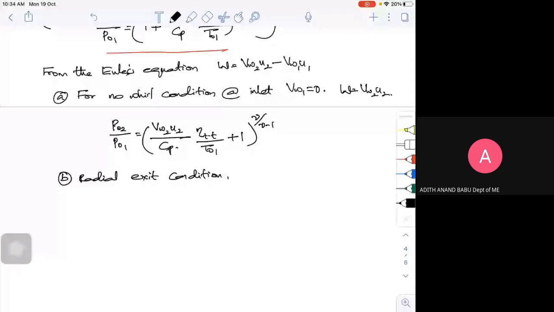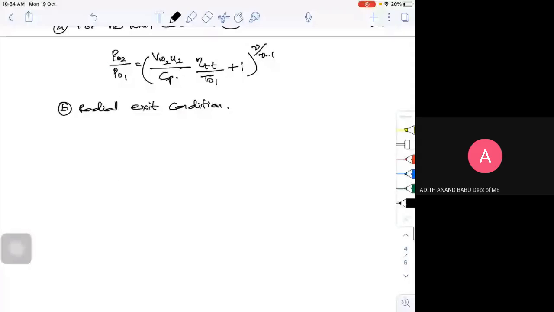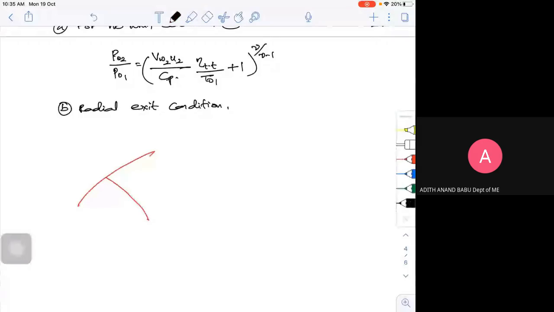People can understand this from the exit velocity triangle. I have the velocity triangle something like this. So this is my blade. I am trying to draw the velocity triangle at the exit, that's the outlet. So this is my VR2 going out, and the fluid is going out something like this. This is my V2 and this is my U2. I have this condition. Now, what will be the condition for a radial exit condition?